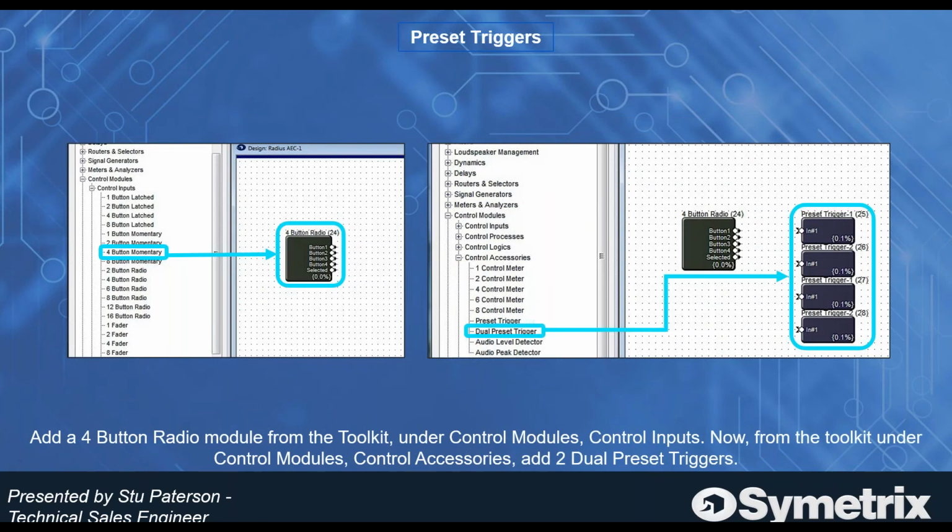Now, we can create this. How you do this is effectively the same as adding an ARC2 or ARC3. It's a little different, of course. So let's go ahead and start off with a 4-button radio control. It'll be in your control modules and control inputs in your toolkit. And then we'll bring in, also in the control module area under control accessories, 2 dual preset triggers.